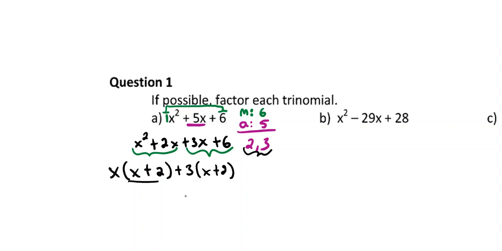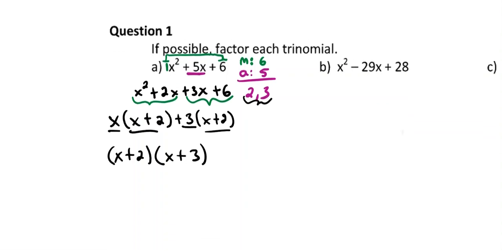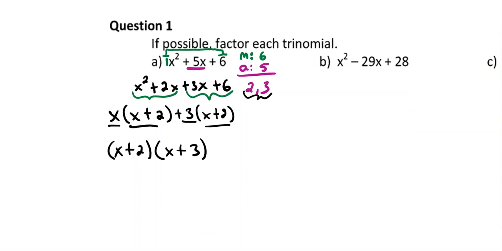Okay, so now the answer is staring us in the face. One of our factors is the one that shows up twice, so x plus 2, and then the other one is what's left, x plus 3. There we go. So we factored it.